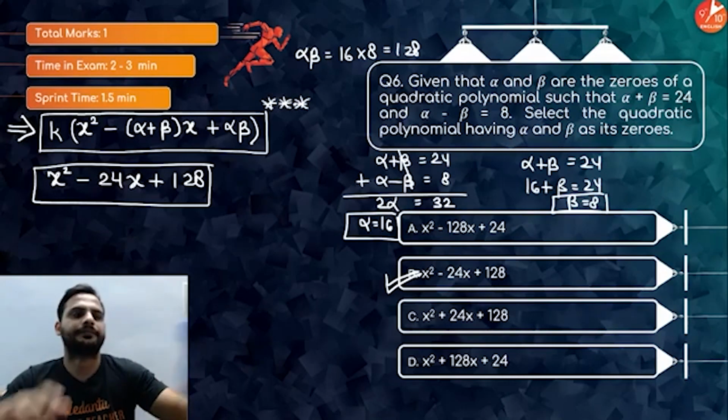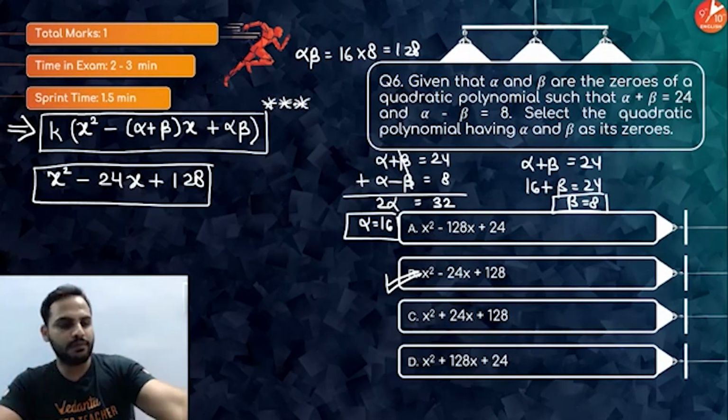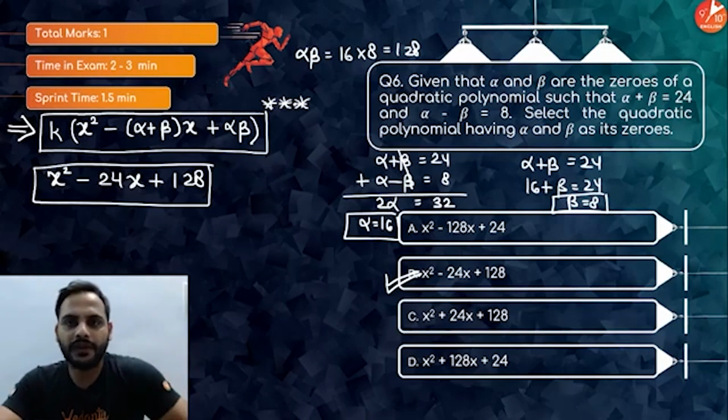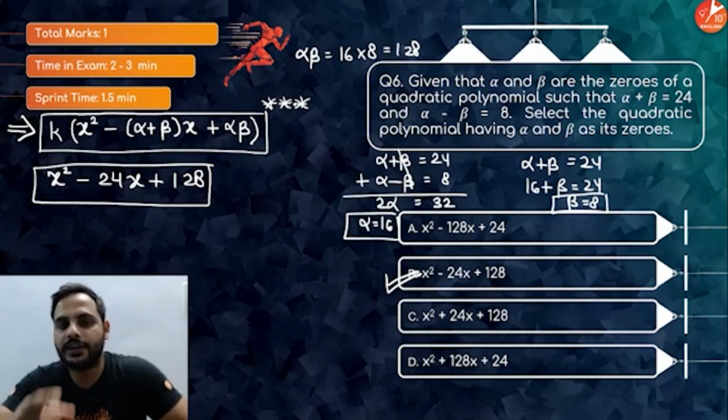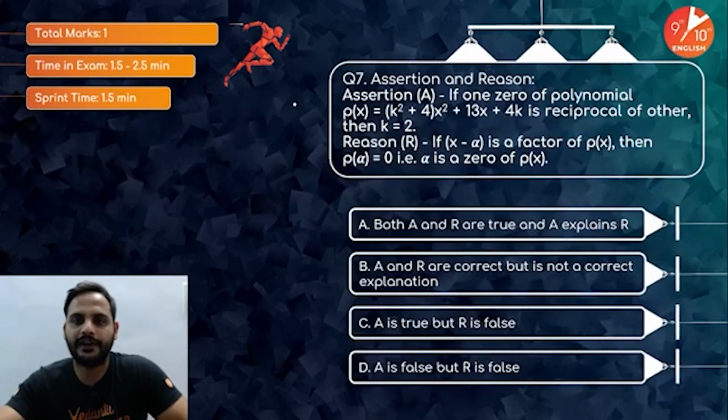ठीक है, this form is important when the zeros are given and they ask you the equation, ये काम आएगा. All right, ठीक है बच्चों, let's move ahead.